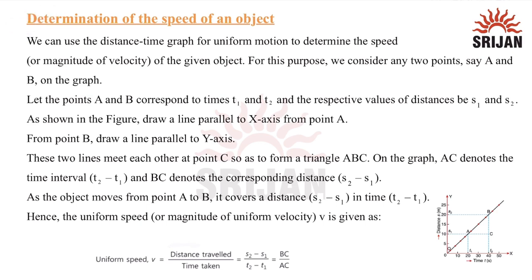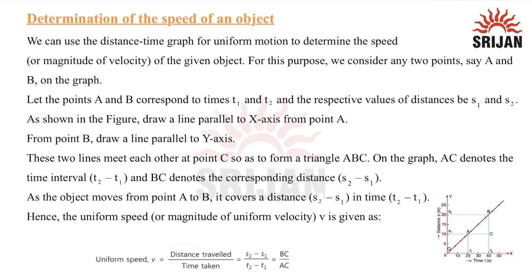Now, we can determine the speed of an object. So, we can use the distance time graph for uniform motion to determine the speed or magnitude of velocity of a given object. For this purpose, we consider any two points A and B on the graph. Let this A and B are the points. Now, these correspond to t1 and t2 time respectively. Now, the values of the distances can be s1 and s2 from these points.